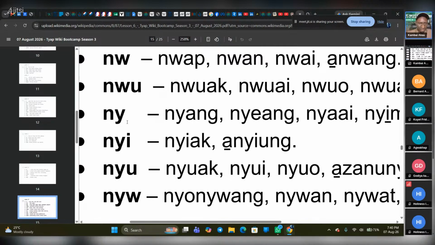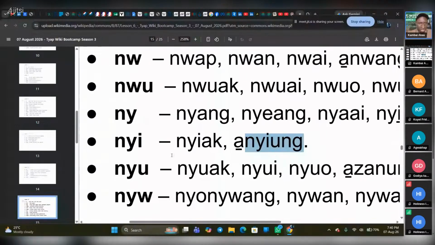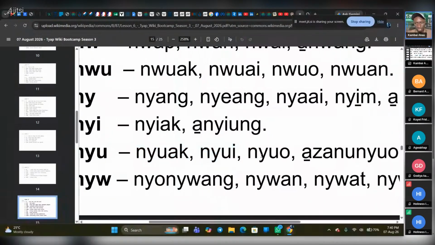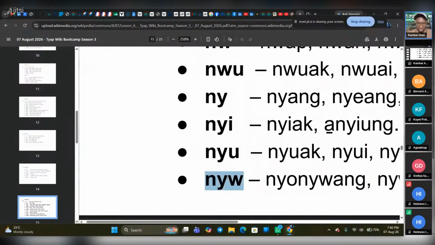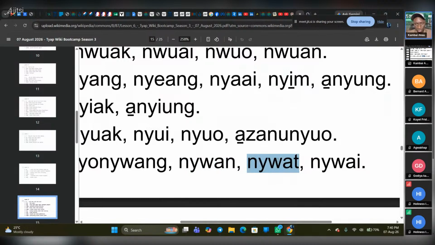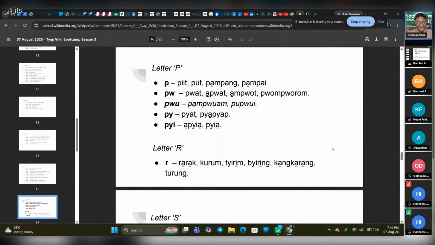And then we have the long version, or the labial form of the nya sound. We have nyak, and then we have a nyung one, and then we have the labial form, the first variant form of this one. And examples, we have nyak, we have nui, we have nyo, we have zanu nyo, and then we have the second variant of the nyo sound. And then we have examples such as nyuan, nyuat, and then we have nyuai. So these are the variants under the letter N.